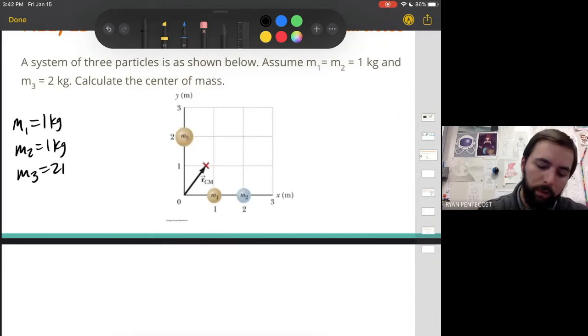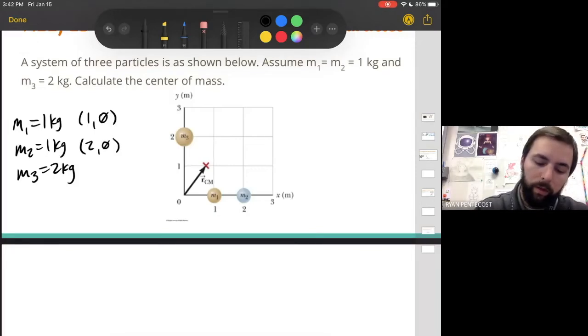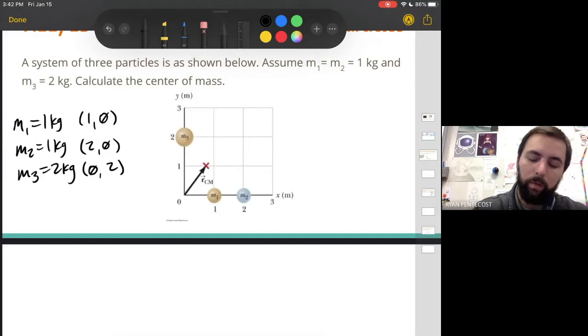M3 is 2 kilograms. Now, what we want to note before we calculate the center of mass is their location, right? So the location of M1 on this XY grid would be 1, 0. That is its location right here. Then the location of M2 would be 2, 0. And the location of M3 would be 0, 2. Okay, we're just looking in XY plane coordinates.